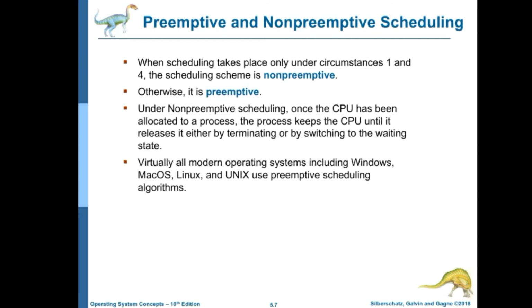Virtually all modern operating systems, including Windows, Mac OS, Linux, and Unix, use preemptive scheduling algorithms. So in preemptive, the tasks are mostly assigned with their priorities, while in non-preemptive, the CPU has been allocated to a specific process, so the CPU will only be released by switching or terminating.